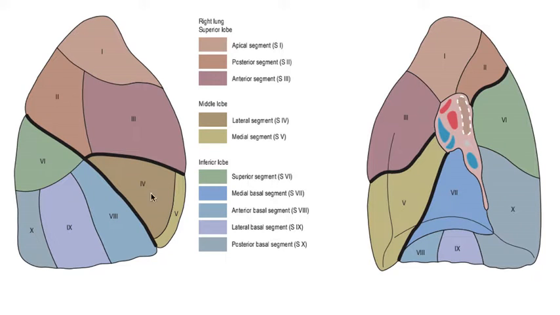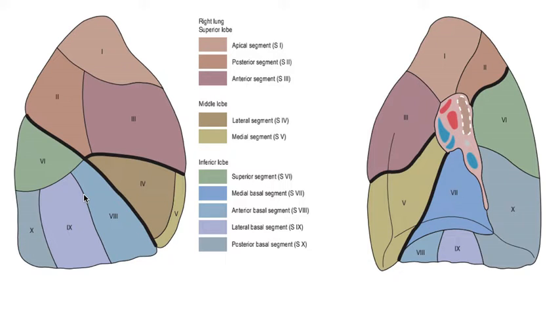Here you can see the right lung, with the superior lobe, middle lobe, and inferior lobe. The superior lobe has three bronchopulmonary segments: the apical segment, the posterior segment, and the anterior segment. The middle lobe has a lateral segment and a medial segment. The inferior lobe has a superior segment and the basal segments.